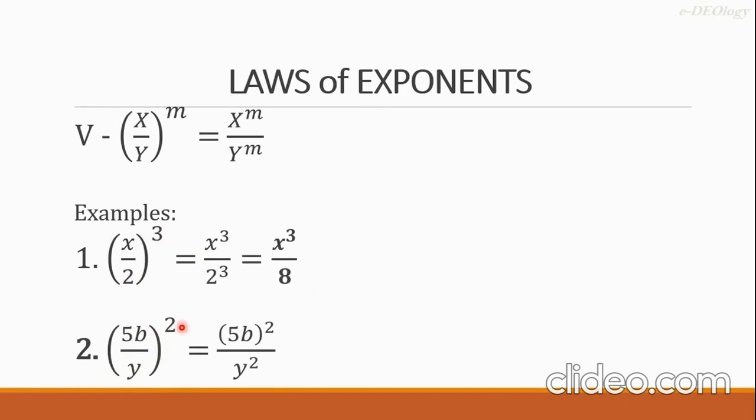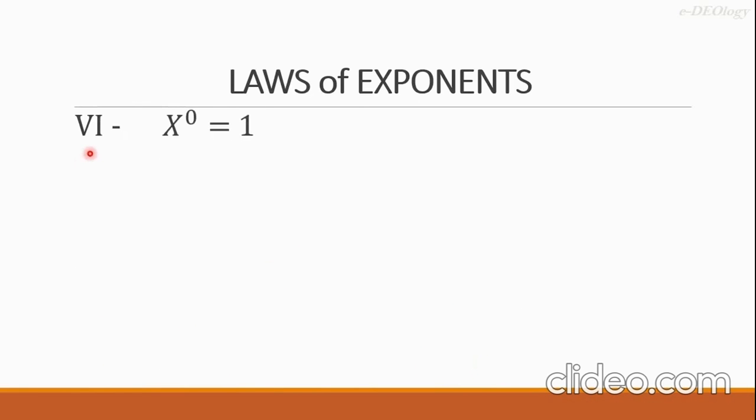So the power 2 is distributed to the 5b, and also to the y, which becomes y squared. The 5b we can still simplify. Distributing the power 2 to the 5 and also to b becomes like this. We simplify 5 squared to be 25, and the b squared is here, all over y squared. So this is our final answer.